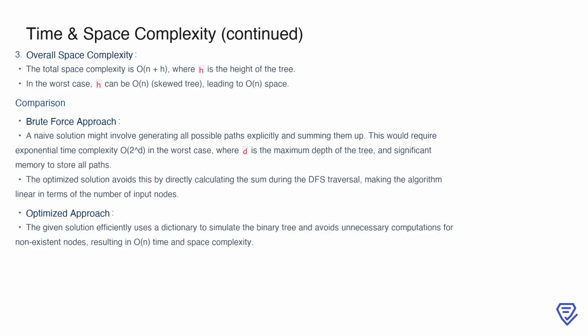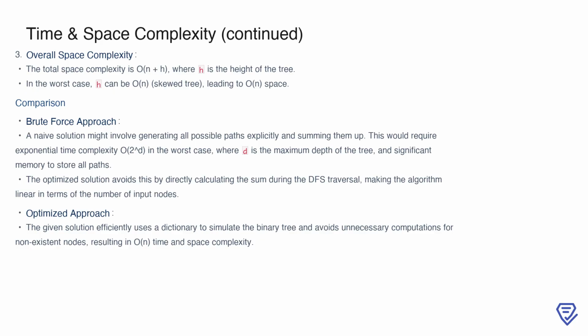Comparing this to a brute force approach, a naive solution might involve explicitly generating all possible paths in the tree and summing them up. This approach would have an exponential time complexity of O(2^d) in the worst case, where d is the maximum depth of the tree, and it would require significant memory to store all paths. However, the optimized solution avoids this inefficiency.